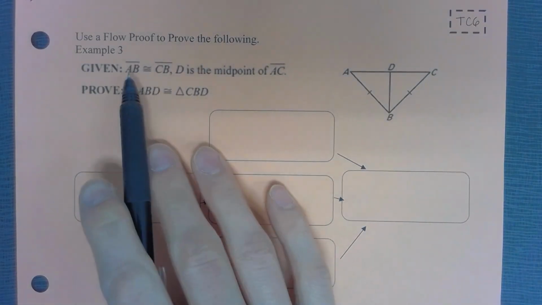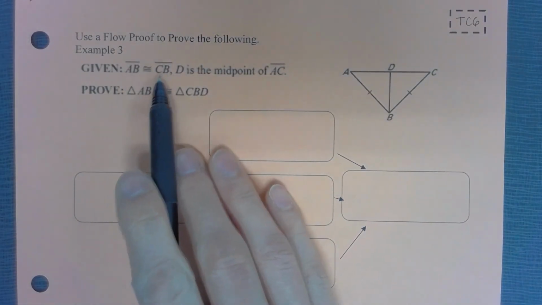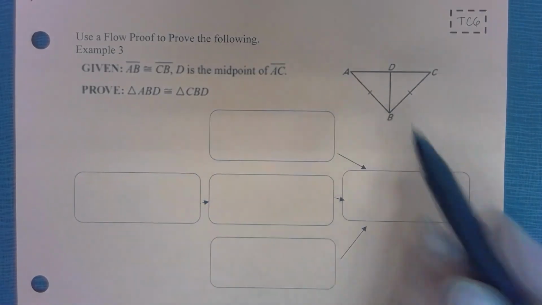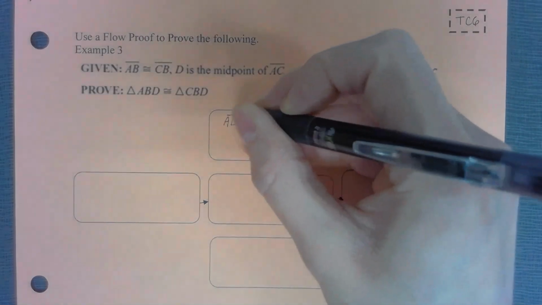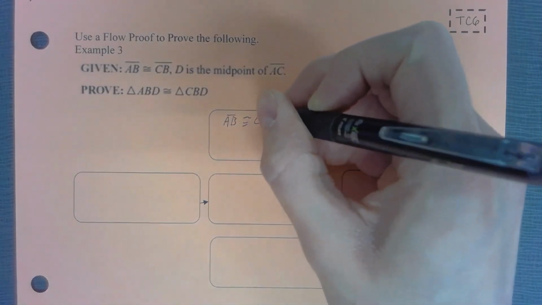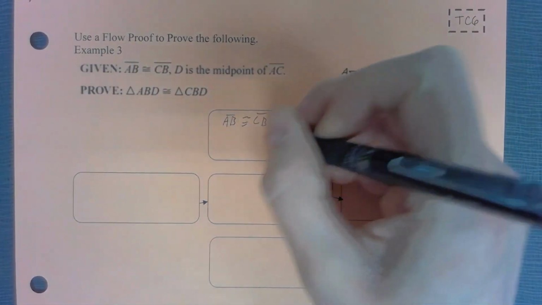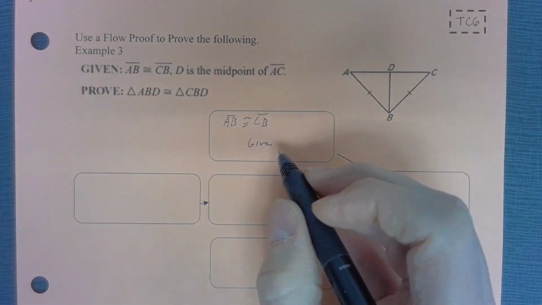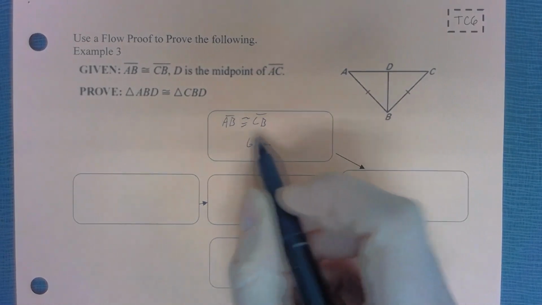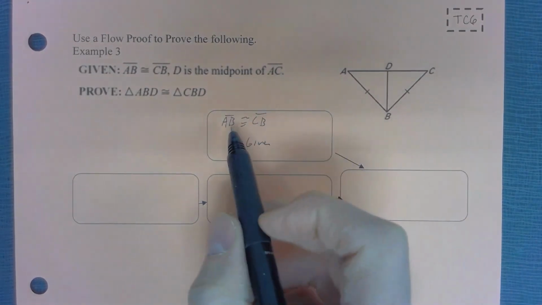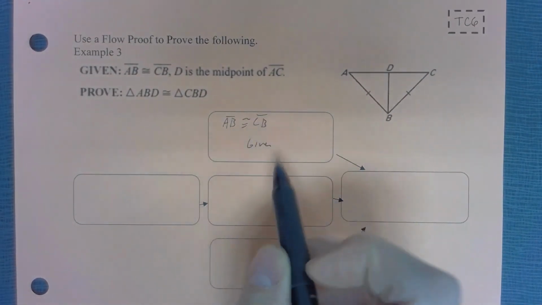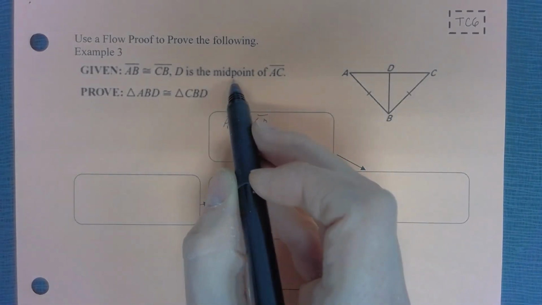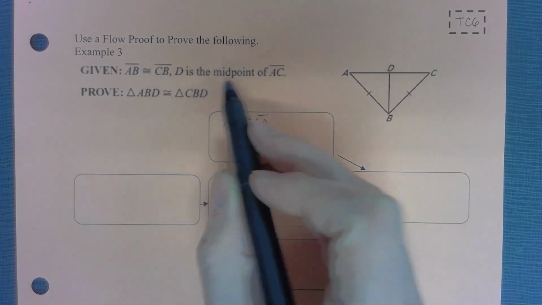So we have that AB is congruent to CB. AB congruent to CB, and that's marked on there for us. So we could start there. AB is congruent to CB, and our reason is that it's given. So we include, unlike our 2-column proof, we include the statement and the reason in the same bubble. Okay, so we have AB is congruent to CB because that's given. The next thing, D is the midpoint of AC. D is the midpoint of AC.